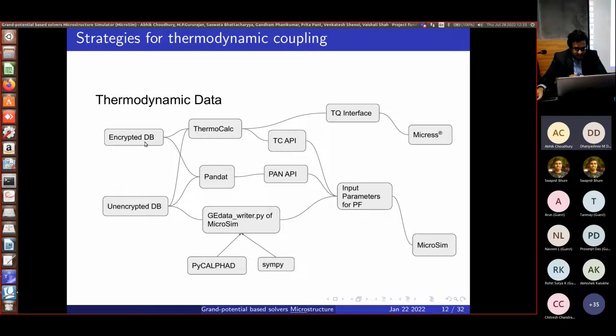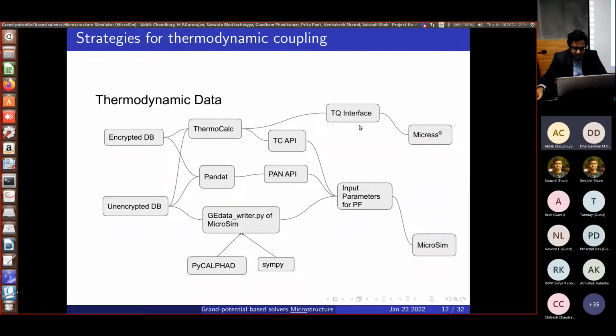Those calculations can be done using software like Thermocalc and Pandat, who are also makers of the databases. The extraction of interfaces can happen through TC API and Pan API. TC API would be something like TC Python, and Pan API would be Pan Engine or Pan Python, depending on what you have. These calculations will be directly input into parameters for phase field, which will essentially be for the MicroSim solver.